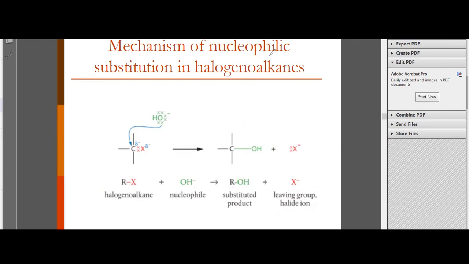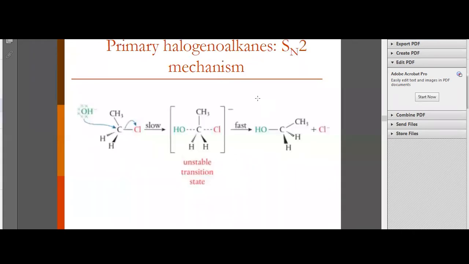This is the general mechanism, but now we want to learn about the SN1 and SN2 reactions. We will start from SN2. What does SN2 stand for? N is for nucleophilic, and S is for substitution. The 2 is for bimolecular. So SN2 is nucleophilic substitution bimolecular. Okay, why is it called bimolecular?